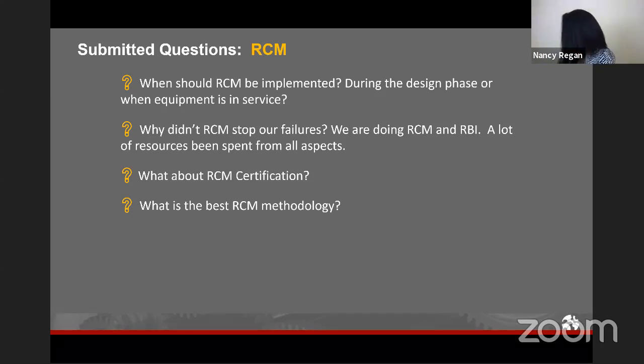So in 1999, and this was updated in 2009, the Society of Automotive Engineers published this document called SAE JA1011, Evaluation Criteria for Reliability-Centered Maintenance Processes. So all you have to do is Google SAE JA1011. It's a very short document. This is it.